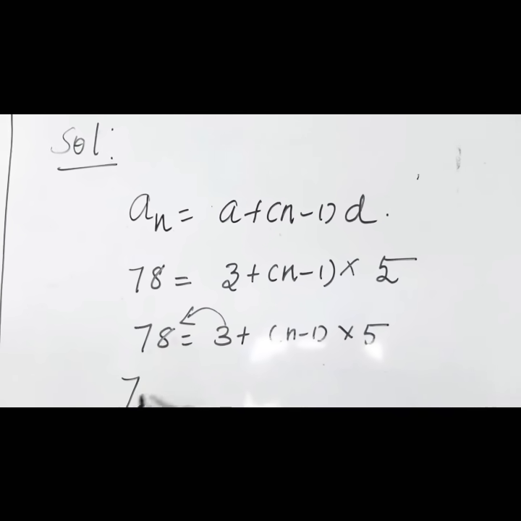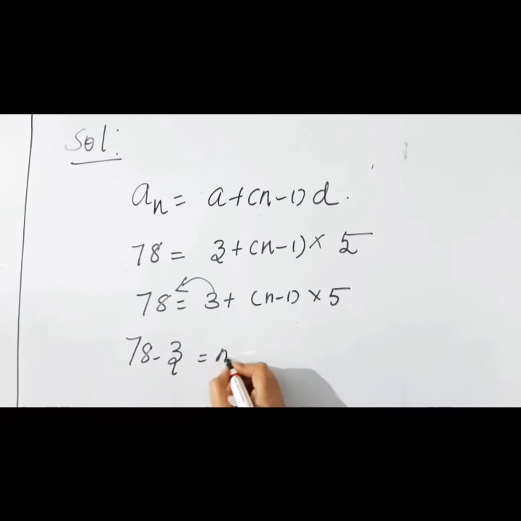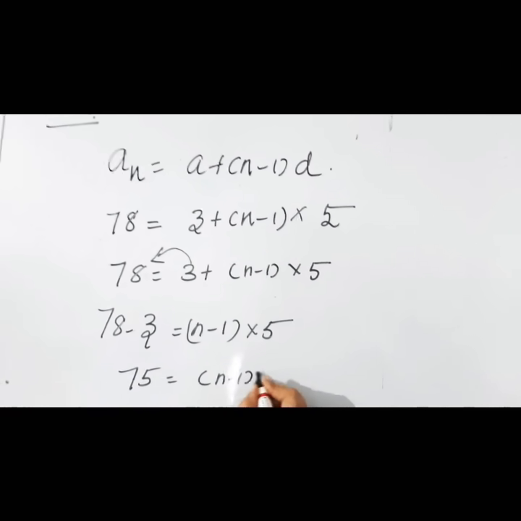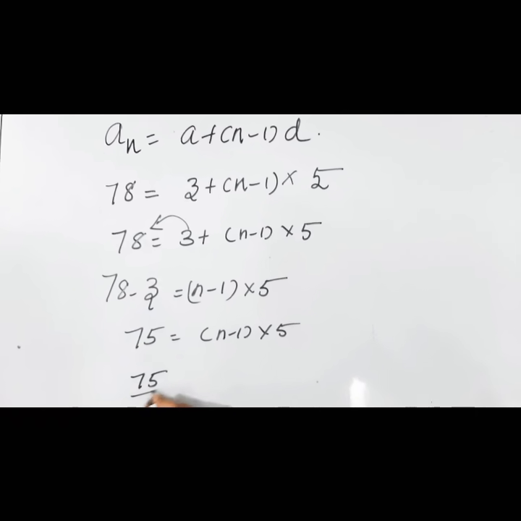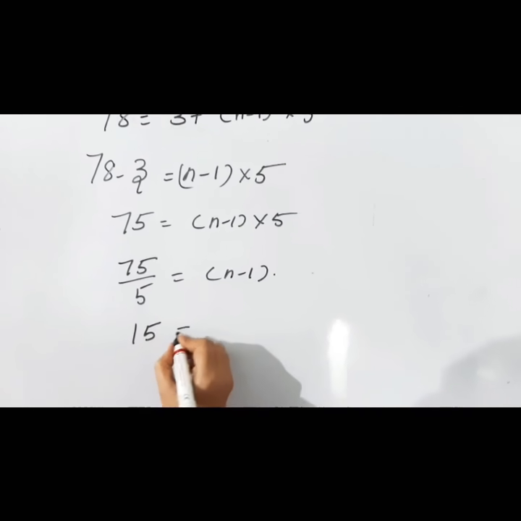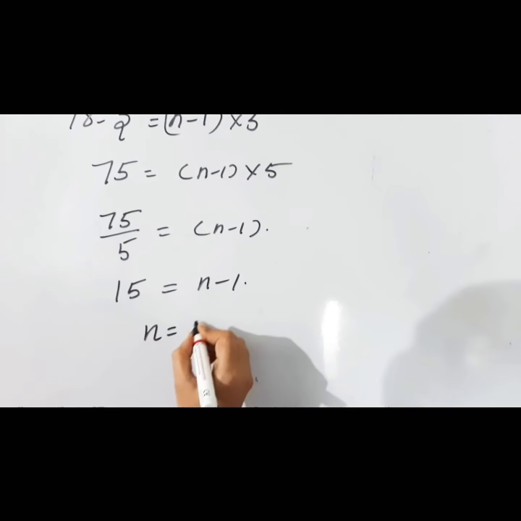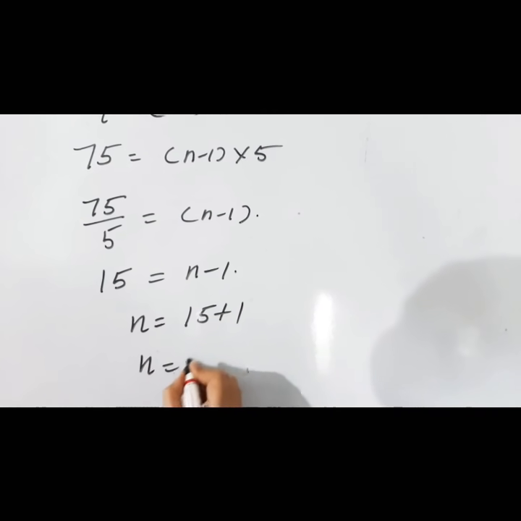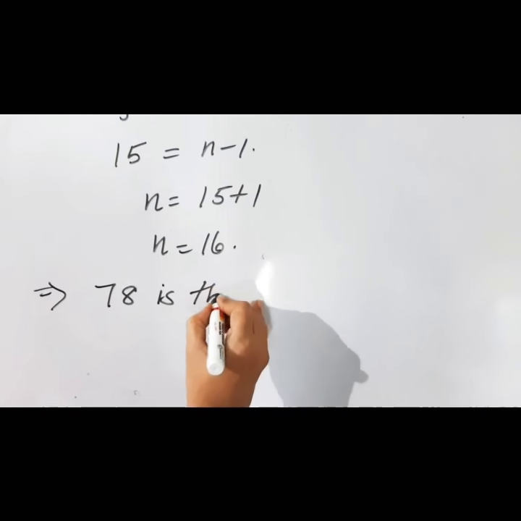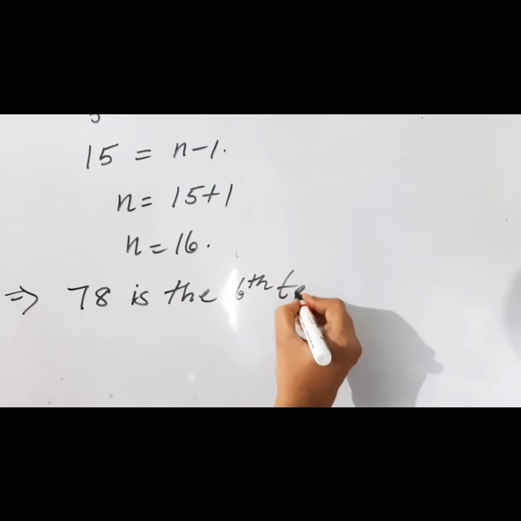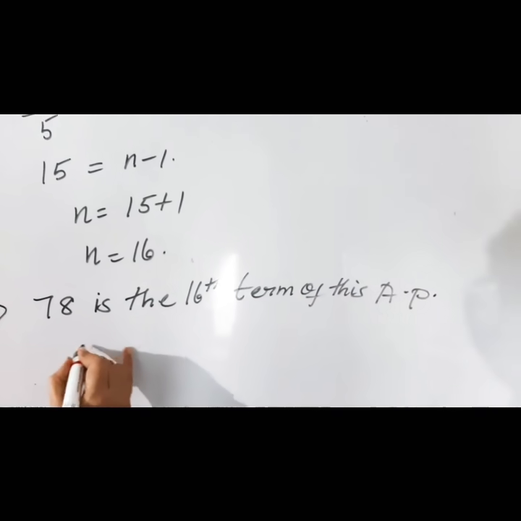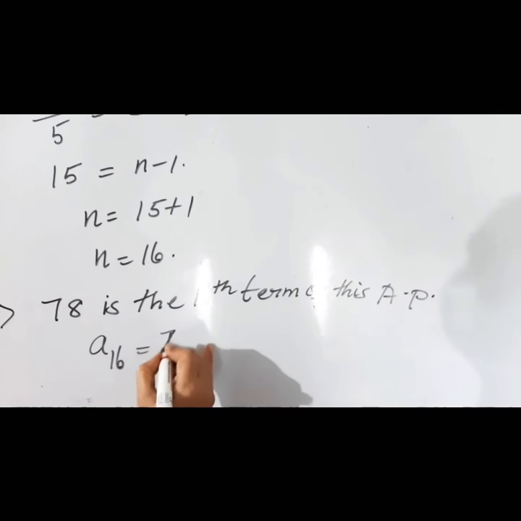Transpose 3 to the other hand side. 78 minus 3 equal to (n minus 1) into 5. 75 is equal to (n minus 1) into 5. 75 by 5 is equal to n minus 1. 15 is equal to n minus 1. The value of n is equal to 15 plus 1. n is equal to 16. That implies 78 is the 16th term of this AP. a16 is 78.